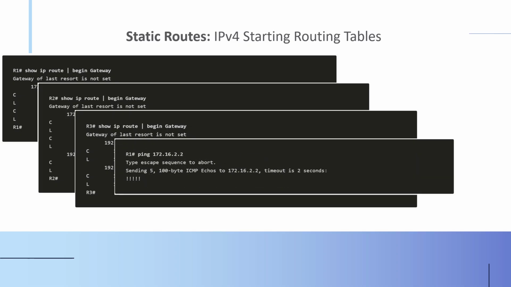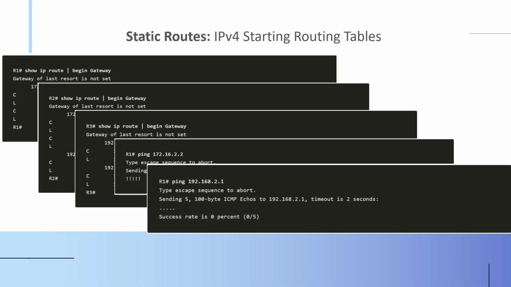And if we try to ping router 2 from router 1 by using the command ping 172.16.2.2, which is the IP address of the serial 0/1/0 interface that is connected to router 1 from router 2, we can see that they are able to ping each other.